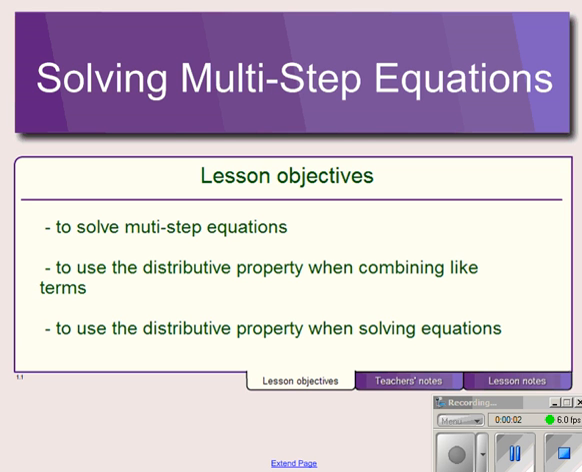Okay, so for multi-step equations, to solve them, you would use the distributive property. This is when you're going to start using the distributive property to do some term combining and solving equations. So with this one, we're going to start talking about combining like terms and wrapping in the distributive property with it. Okay?